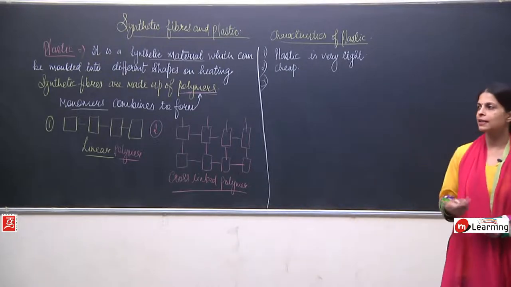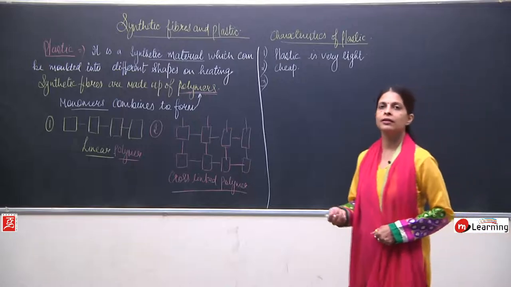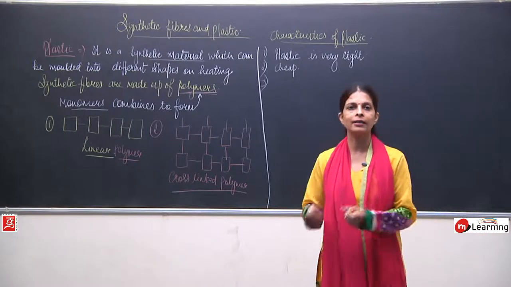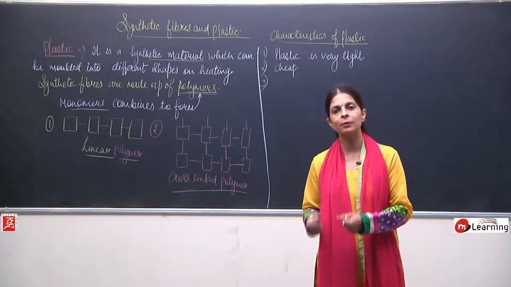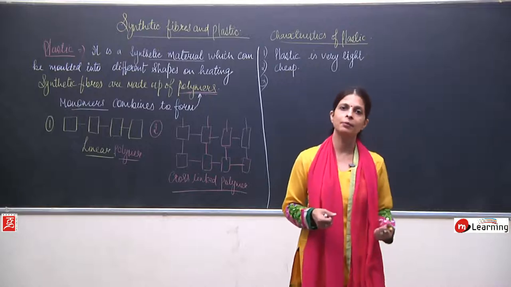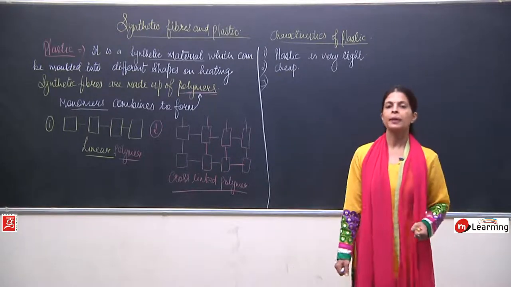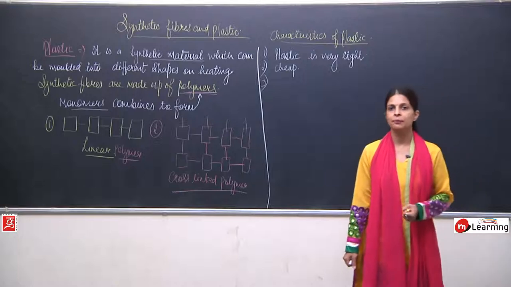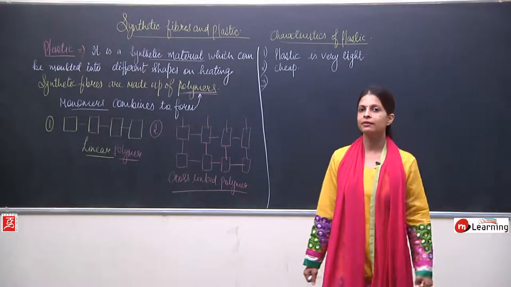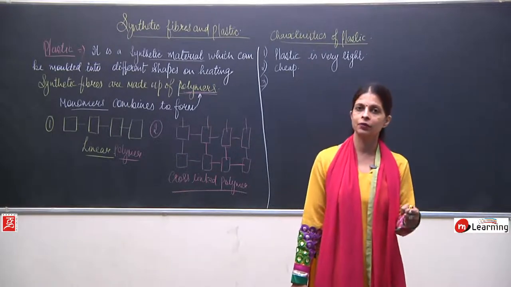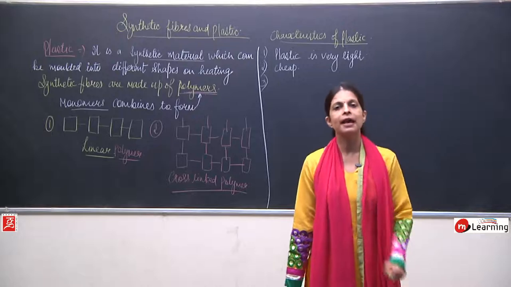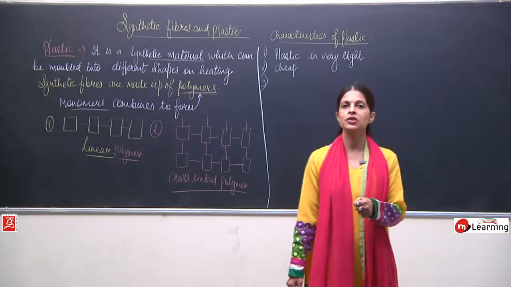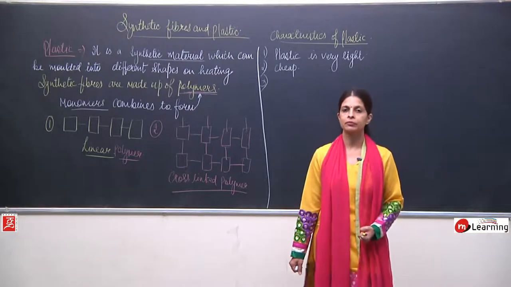In general also, if you talk about the metal body and the plastic body, the plastic body will be very cheap as compared to the metal bodies. When you talk about this, just think about buckets. Take the example of the bucket: the buckets which are made up of metals and the buckets which are made up of plastic.